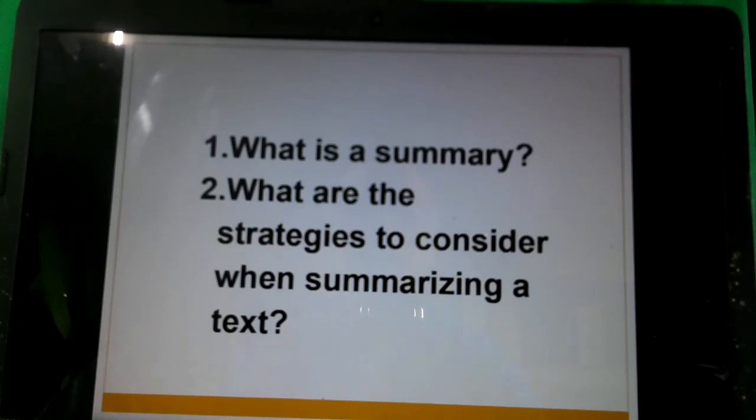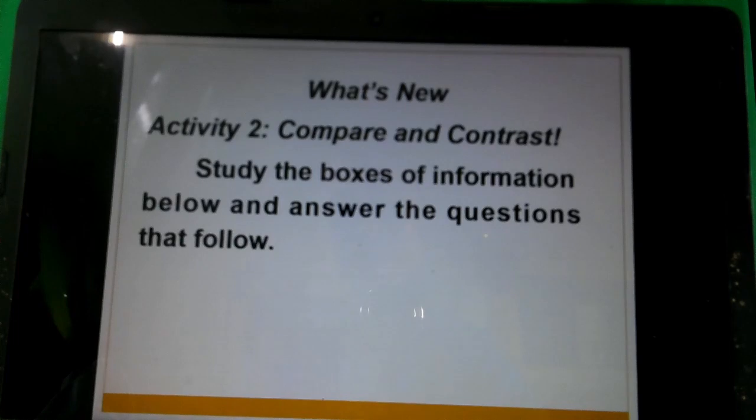Okay, have you finished? Let's proceed to number 2. What are the strategies to consider when summarizing a text? Okay, very good. Have you done your work? Let's proceed. What's new? Let's have this activity. We have to compare and contrast. We have to study the boxes of information below and answer the questions that follow.